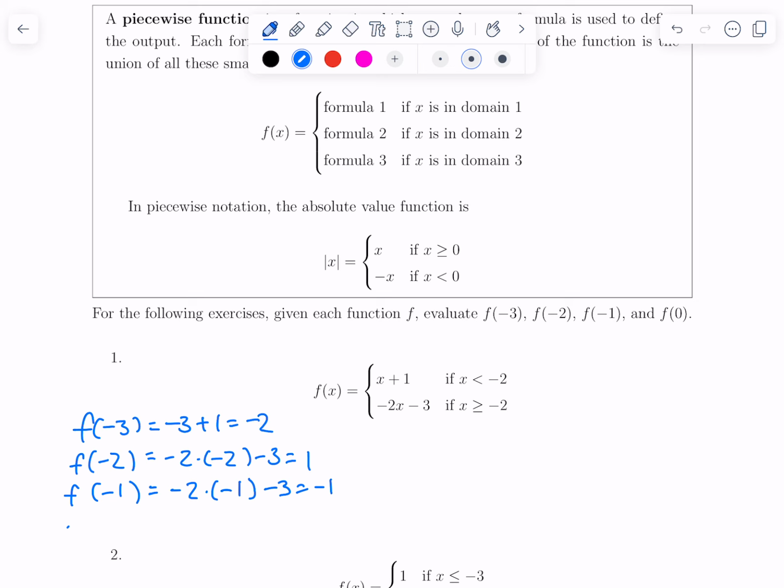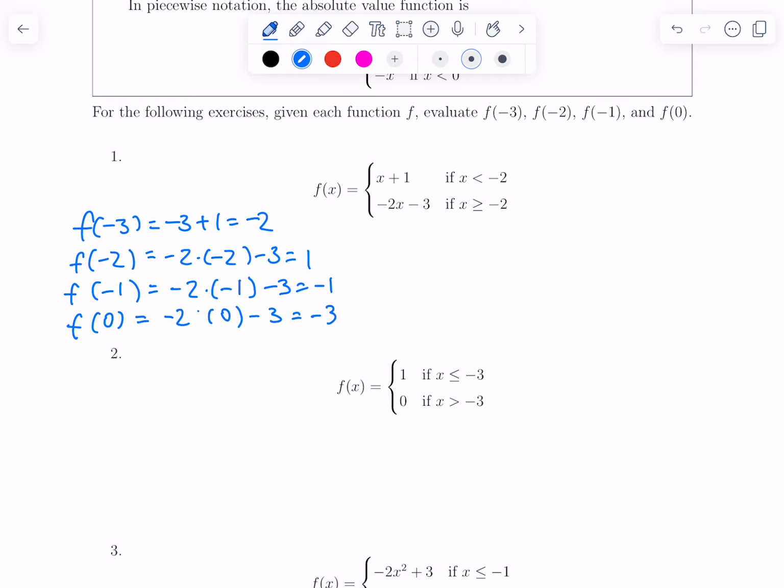Last one, we have f of 0, which in this case is still the second case because 0 is greater than negative 2. So negative 2 times 0 minus 3 is negative 3.